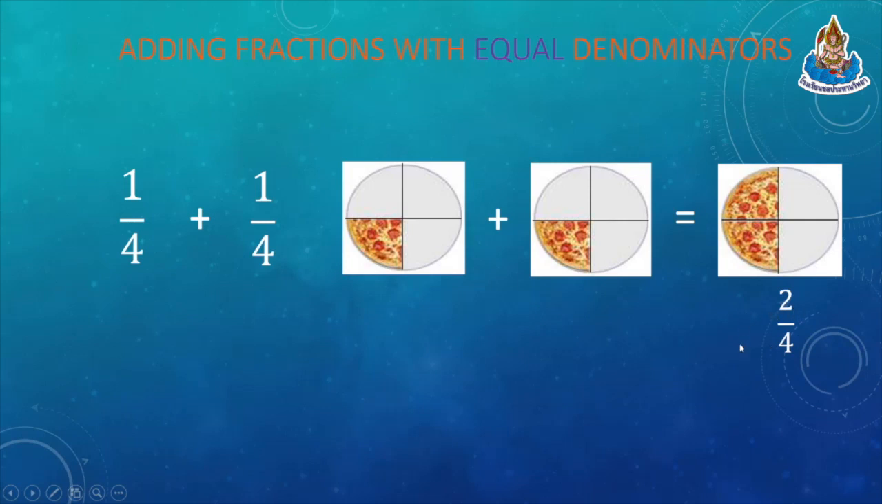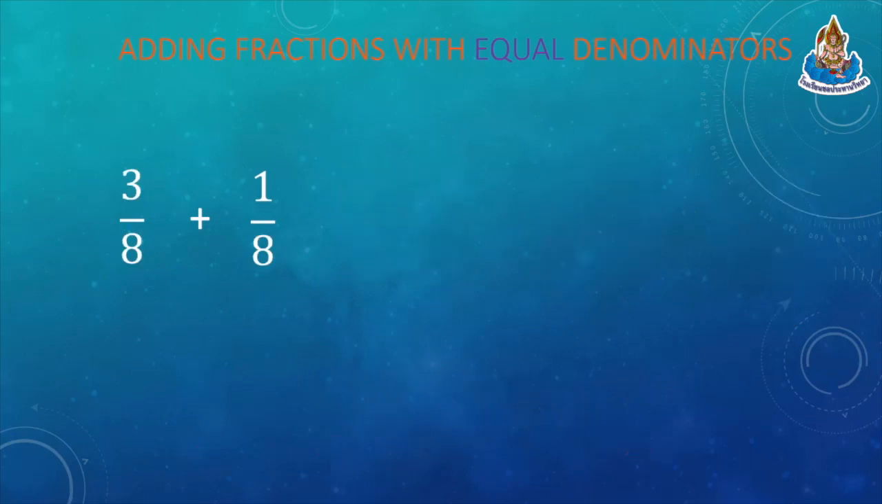So as you can see, when we add fractions with same denominators, denominators stay the same, and we just add numerators. 1 over 4 plus 1 over 4, denominator stays the same, and we add numerators. 1 plus 1 is 2 over 4. Easy, isn't it? Let's look at another example.